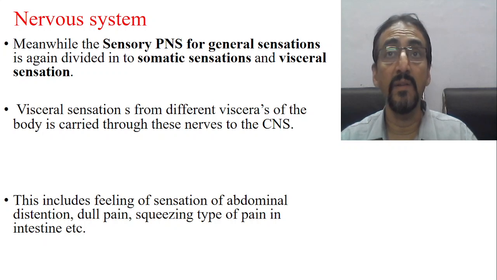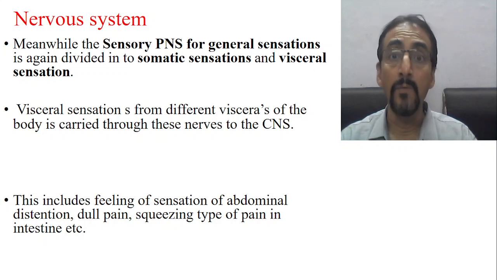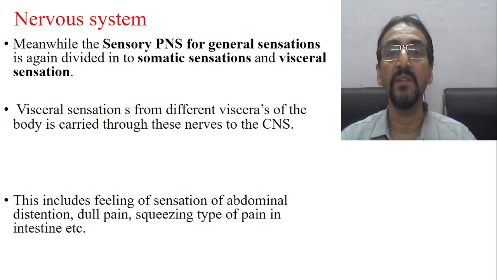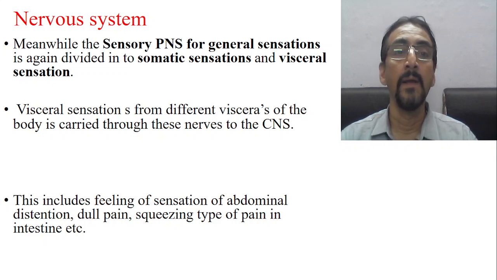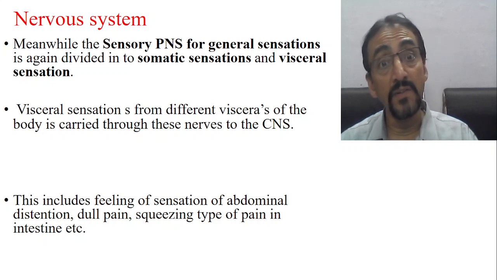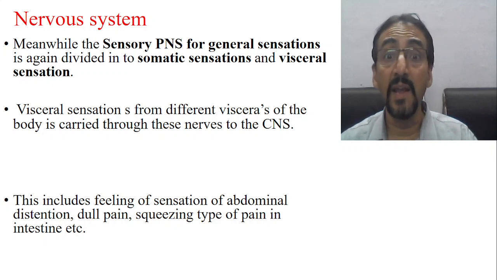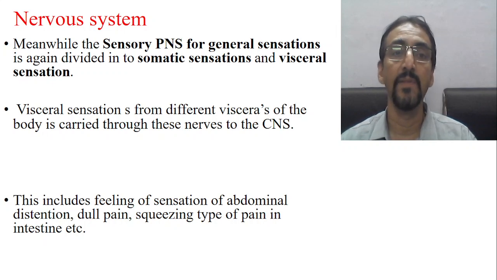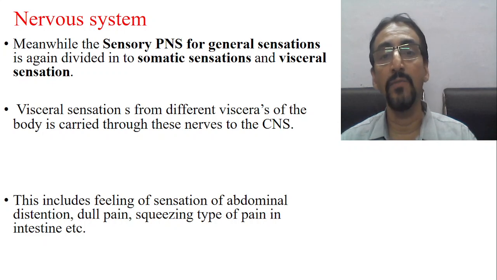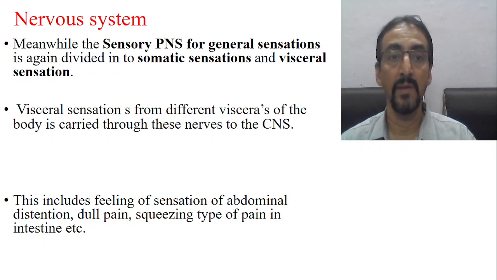That is the peripheral sensory nervous system for general sensations. Special sensation is done. Now for the general sensations. The peripheral nerve system for general sensation is again divided into two parts. One is for the somatic sensations and another one is for the visceral sensations.